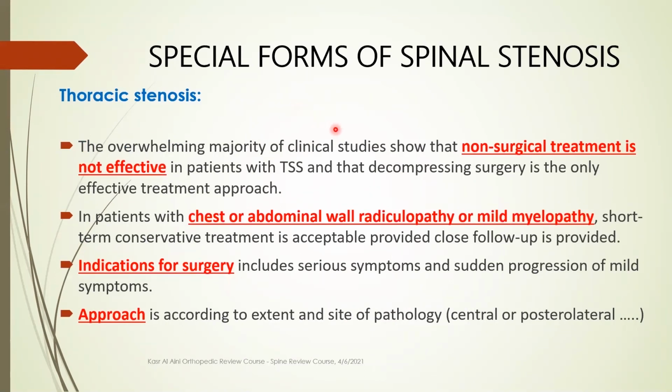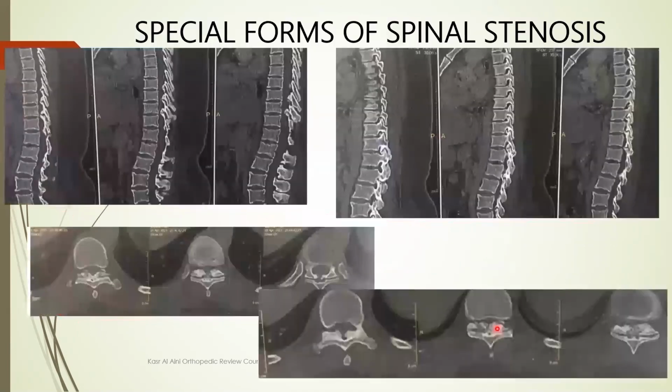It should be stressed that non-surgical treatment is usually not effective in thoracic stenosis, and surgery is the only effective treatment. In patients with chest or abdominal wall radiculopathy or mild myelopathy, short-term conservative treatment may be helpful with close follow-up. Indications for surgery include serious symptoms and sudden progression. Approach is planned according to the extent and the site of pathology.